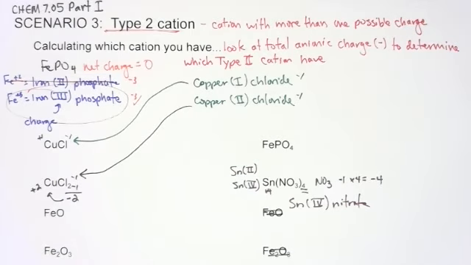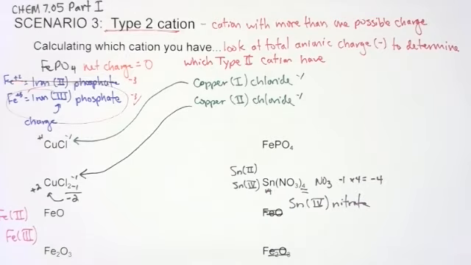Okay, let's try another one. Last step we're going to do here are these iron oxides. And iron can form, so we have our choices here. Our iron can be 2, or iron can be 3. All right, so go ahead and pause the video and see how you do with this.